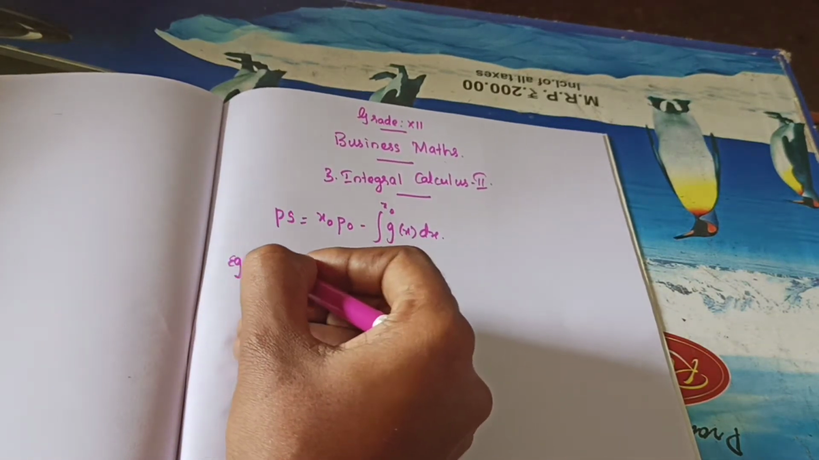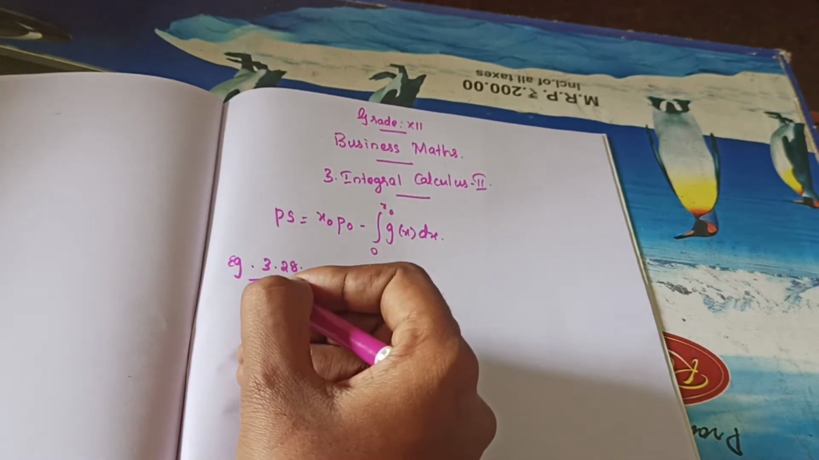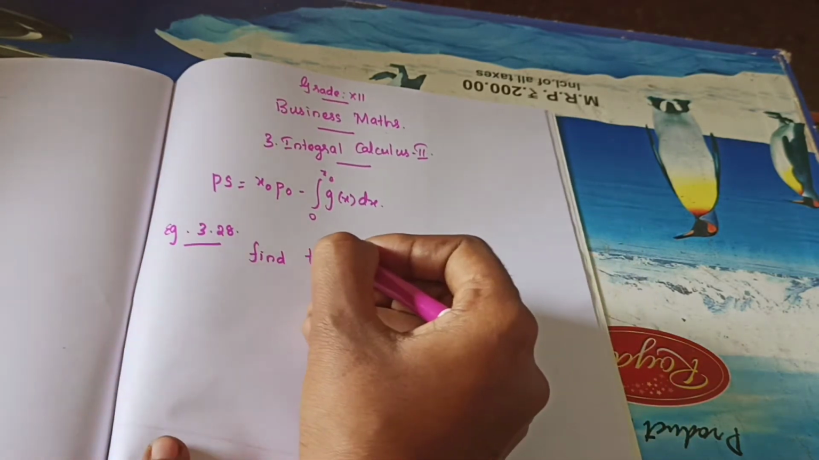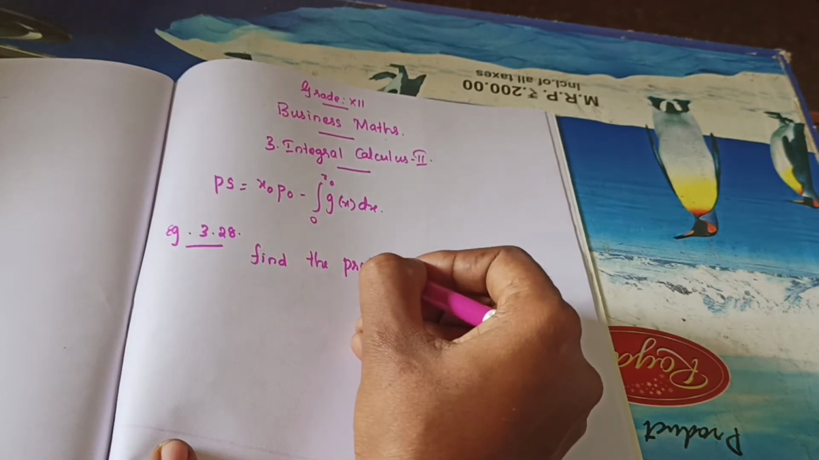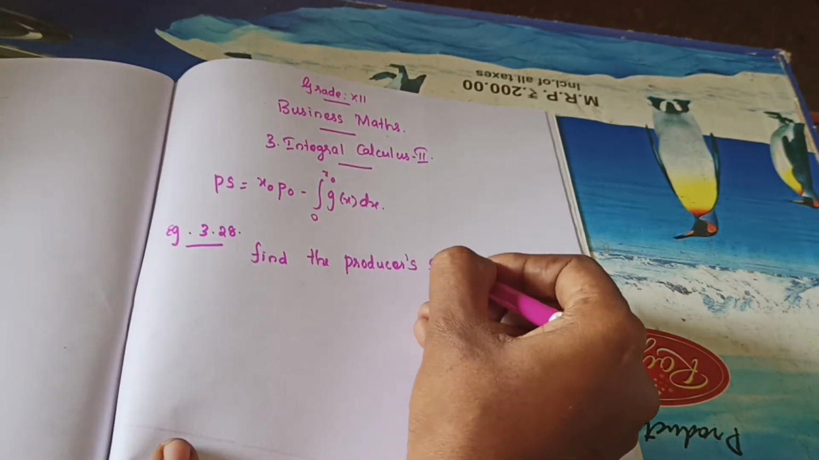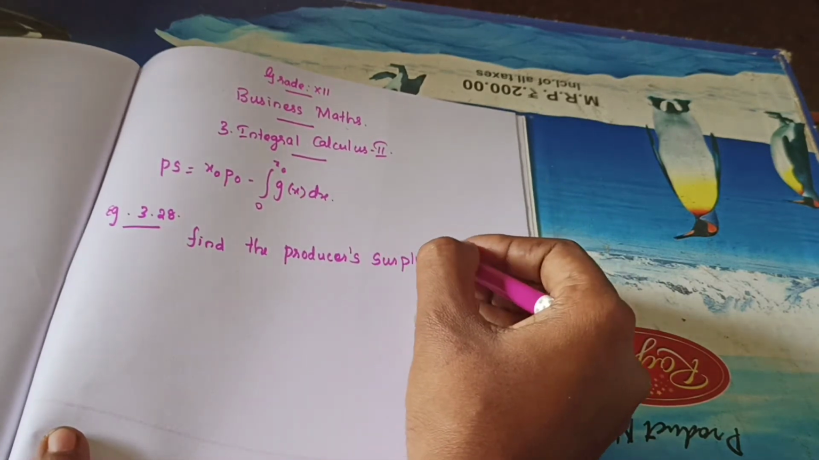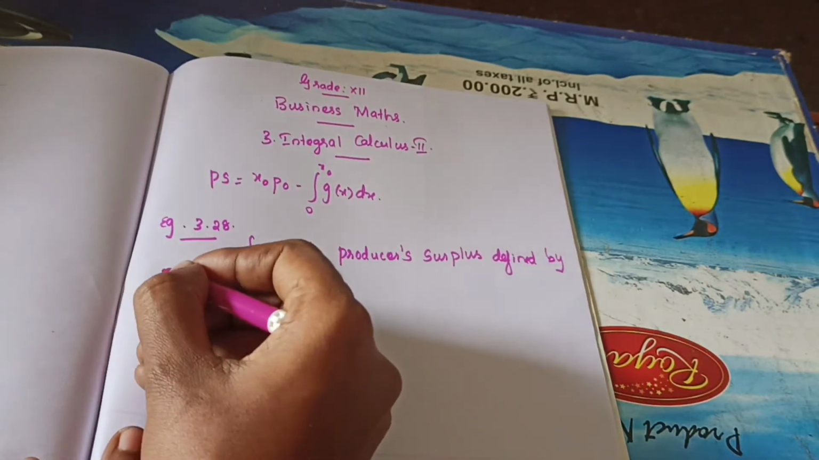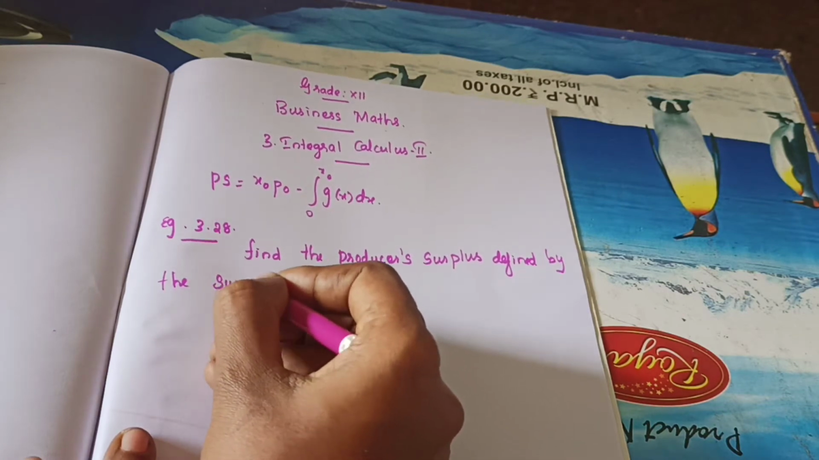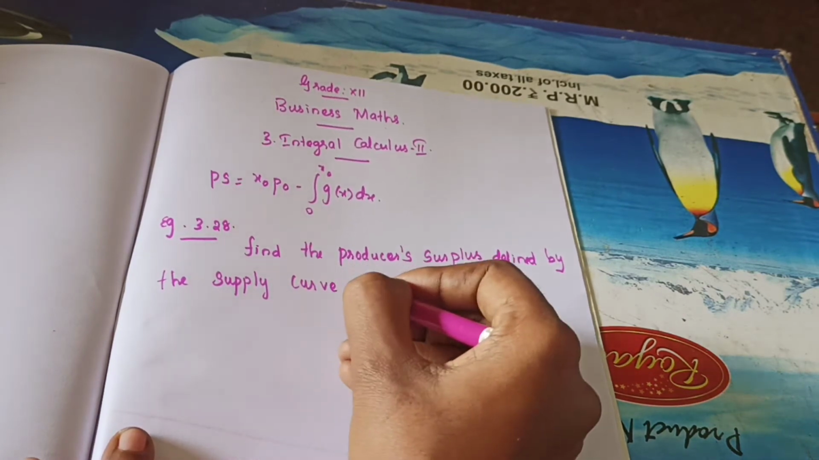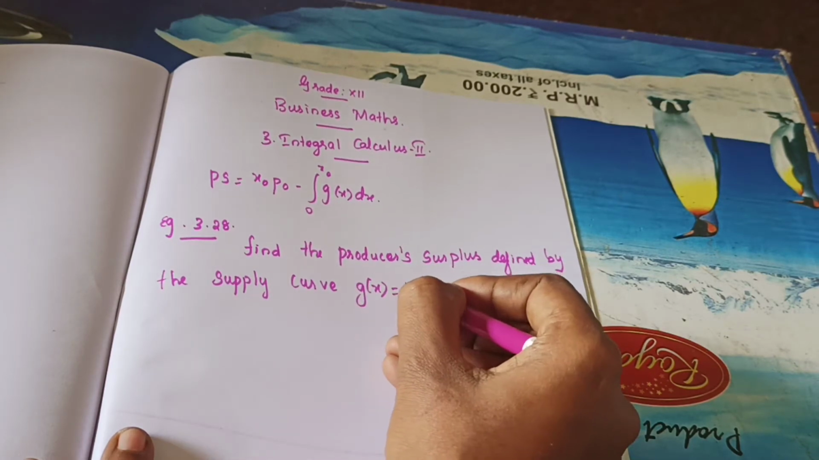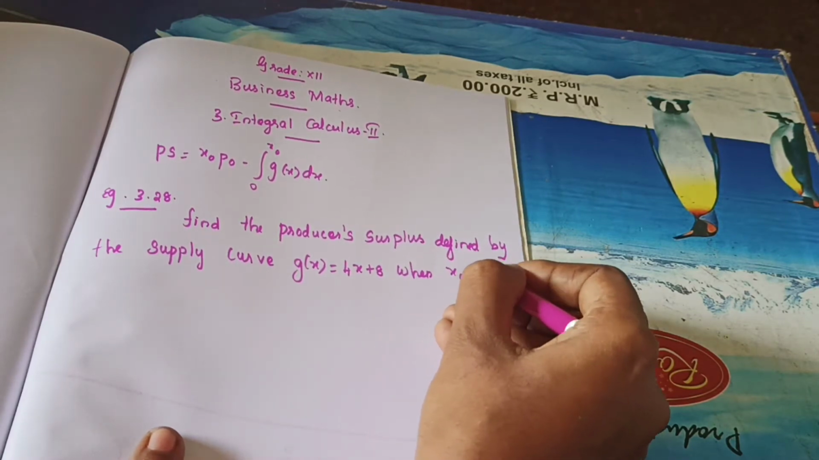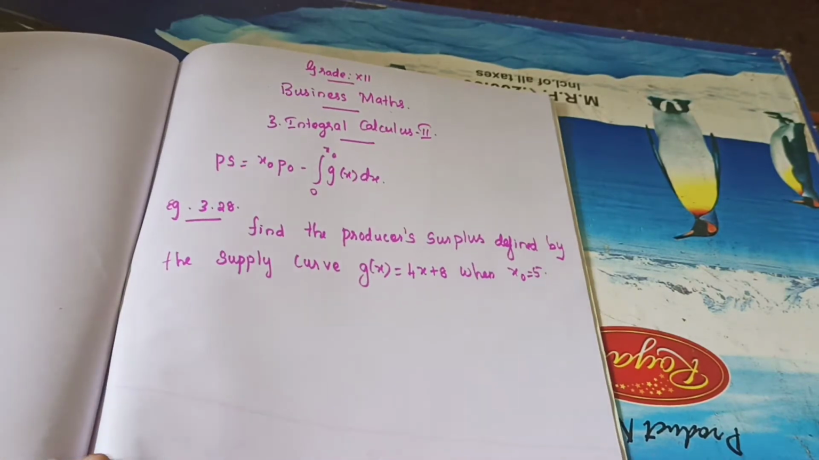Example 3.28. Find the producer surplus defined by the supply curve G of x equals 4x plus 8 when x naught equals 5. Okay, so here we need to find the producer surplus.